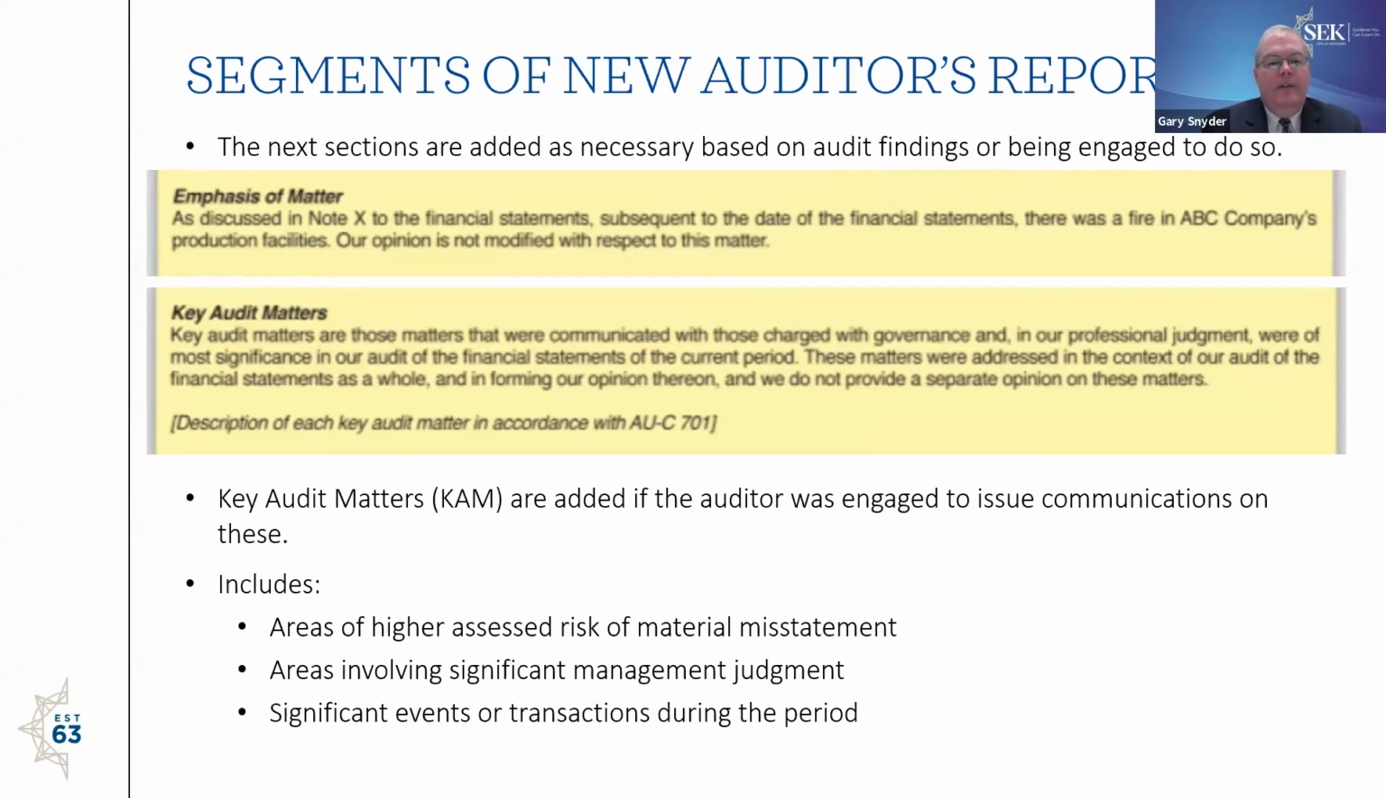Key audit matters is a new term that was added, but this is only going to be included in the auditor's report if the auditor was engaged to issue the communications on these. These are topics that include areas of higher risk of material misstatement, areas involving significant management judgment, and significant events or transactions during the period, among other things. But those are the typical ones. And these are things the auditor would typically discuss with those charged with governance during a required communications meeting.